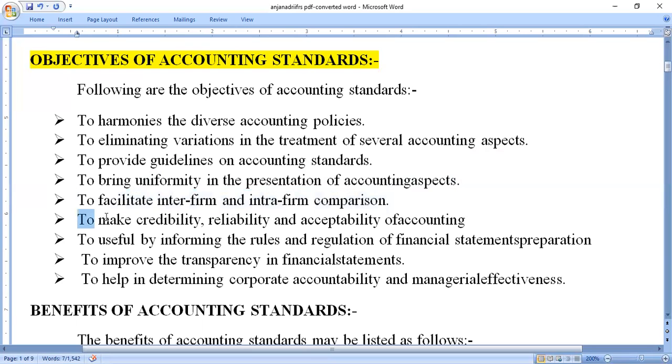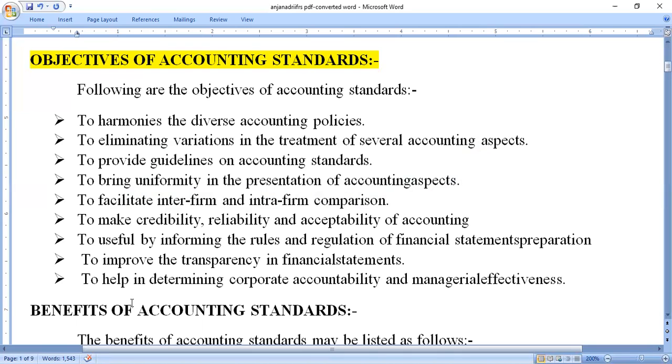And next we are moving on, another objective is that accounting standards give credibility, reliability and acceptability to the accounting. So the accounting standards make information credible, reliable and relevant. It is very easy to compare one statement with another statement, and the shareholders, stakeholders, creditors, debtors, each and every person, the external persons also accept the books of accounts because of the accounting standards. This is the objective of accounting standards.